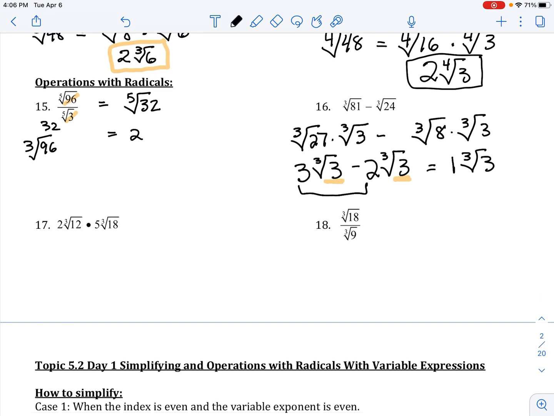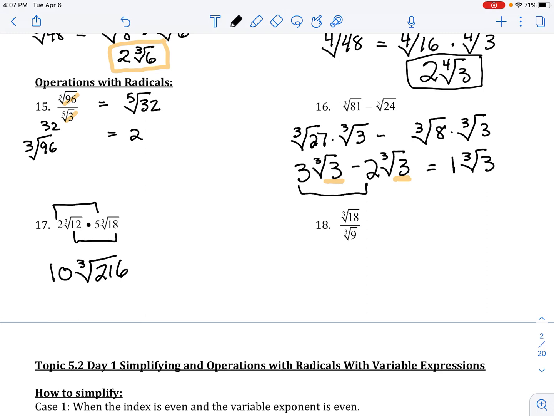For 17, we're multiplying. And when we're multiplying, we do not need to have the same number inside, okay? And so we would multiply the 12 times the 18, and we would multiply the 2 times the 5. So 2 times 5 is 10, and then we have the cube root of, and then we're going to go ahead and do 12 times 18, okay? So now 12 times 18, I think that I will go straight to my calculator for that one. So 12 times 18 is 216.